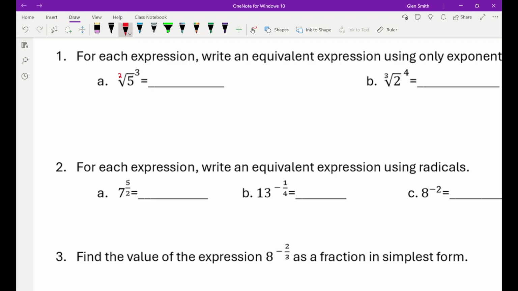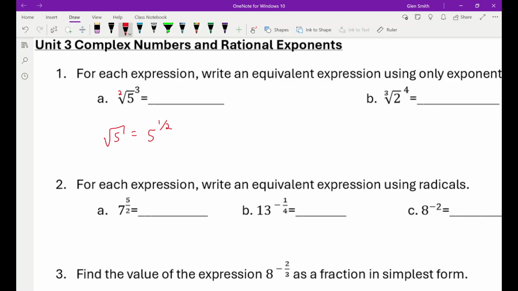So because this is a square root, like if we just had this, that would be the same thing as 5 to the 1/2 power. Okay? But because it's cubed, that's really 5 to the 1/2 cubed. Just looks just like that. And because you are multiplying exponents, when you have a power to a power, you multiply those exponents. So 3 times 1/2 is 3/2. So a nice little shortcut is just to remember that whatever the power is goes on top, and whatever the root is goes on the bottom.